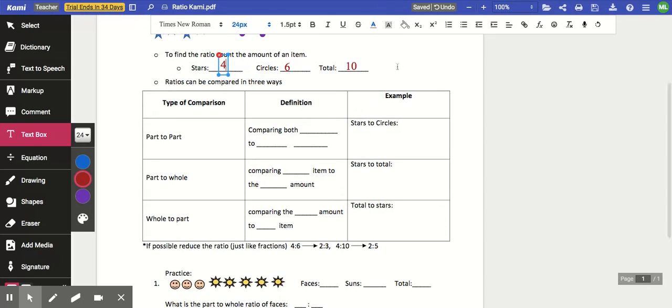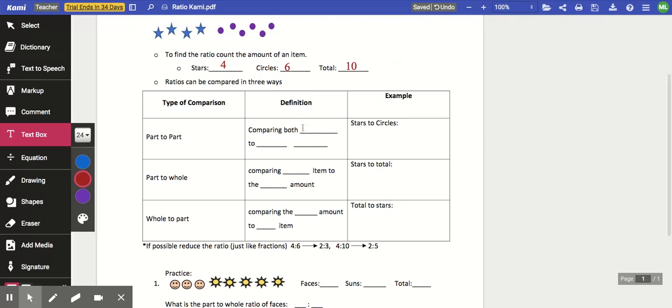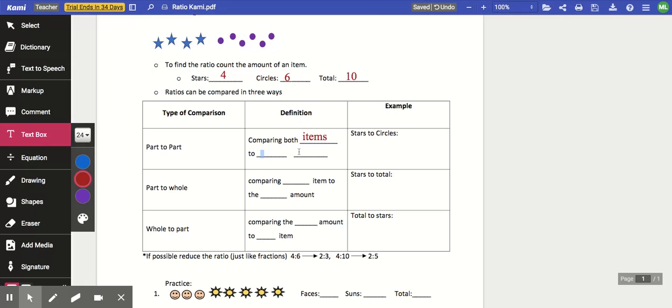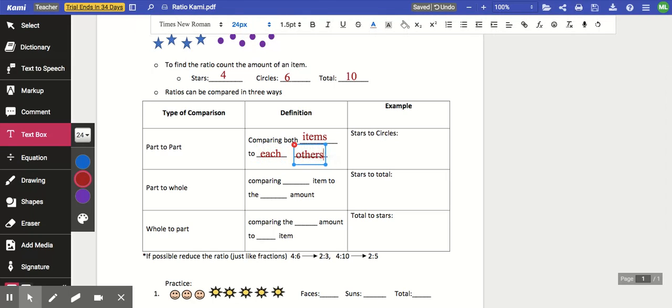When we're comparing ratios, they can be compared in three ways. Our first way to compare ratios is part to part. That means comparing both items to each other. So you're comparing your two items or three items. Usually it's only two. So I'm comparing my two items to each other, stars to circles.